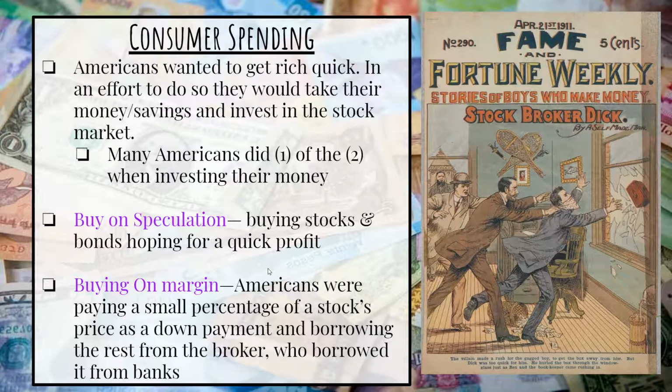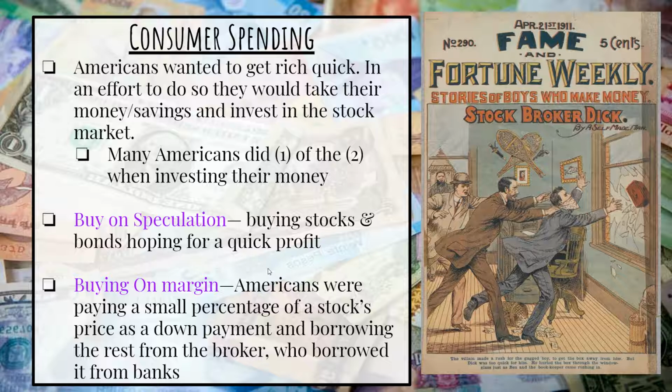Let's talk about consumer spending. So we just talked about the installment plan where you're buying things on credit, but people wanted to invest in companies because they wanted to get rich quick. So they would buy on speculation. They would buy stocks and bonds in hopes of a quick profit. So they get money instantly.